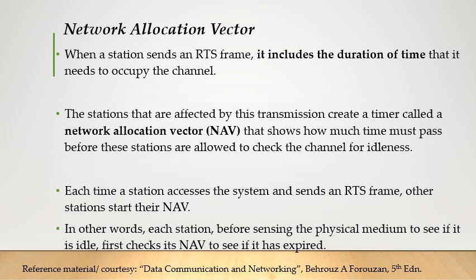So to check the channel for idleness: each time a station accesses the system and sends an RTS, the other stations will be in the NAV, that is the network allocation vector time. In simple words, each station before sensing the media has to check if NAV is present or if it has expired. If NAV is present, it will expire only after the source destination communication is over, and over means an acknowledgement is sent from the receiver back to the source.